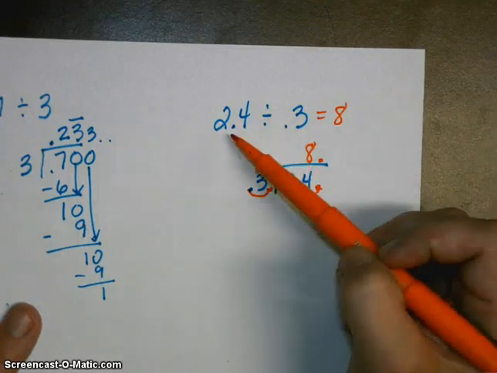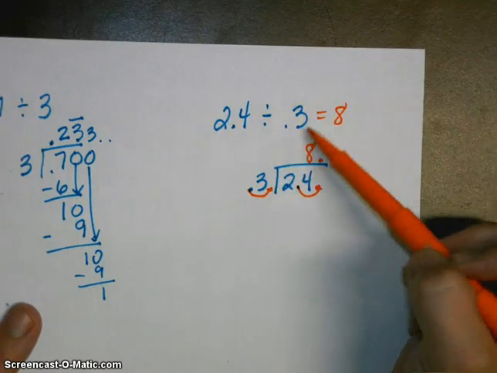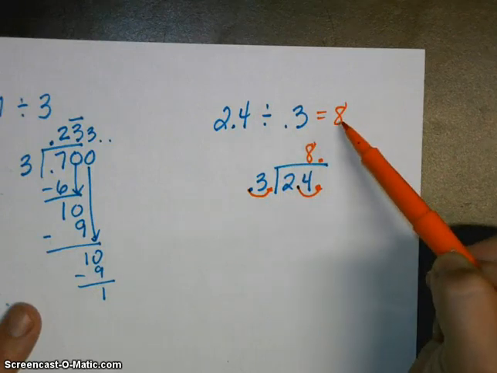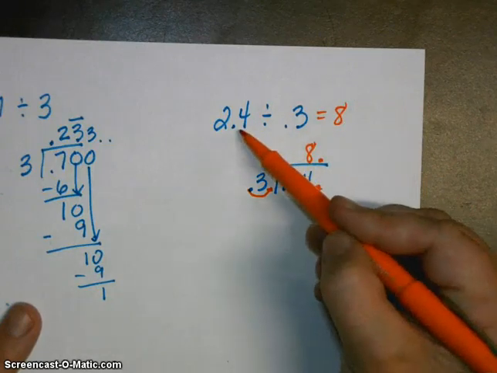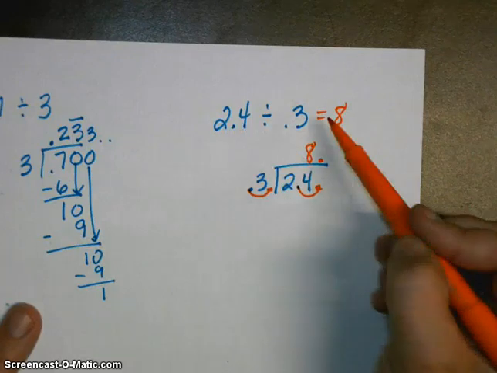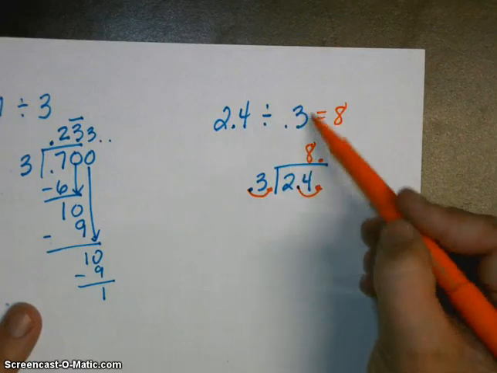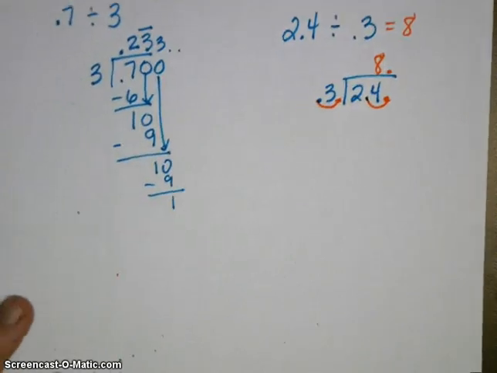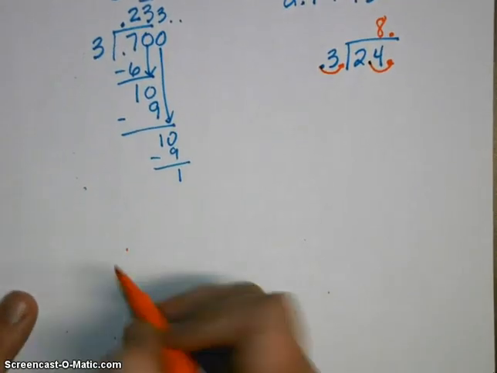If I'm taking a number and dividing by a number smaller than 1, then my answer is going to be larger, because technically I'm taking 2.4 and dividing it into a little less than thirds. Let's take a look at one more example.